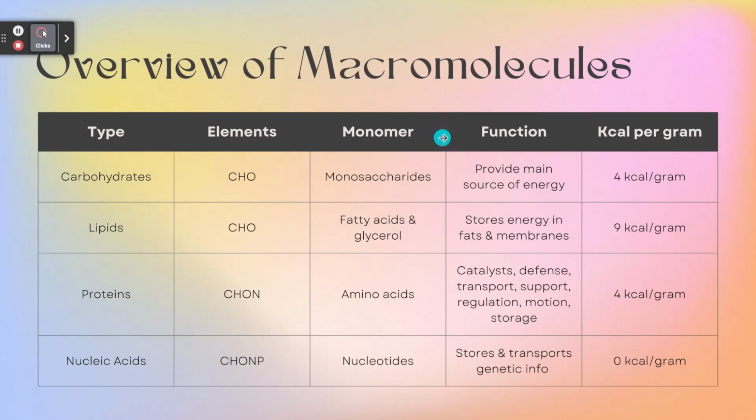For functions, carbohydrates mainly provide energy. Lipids help store energy in fats and membranes. Proteins serve as catalysts, defense, transport, support, regulation, motion, and storage. Lastly, nucleic acids help store and transport genetic info. Our last column here shows how many kilocalories there are per gram. Carbohydrates have 4, lipids have 9, proteins have 4, and nucleic acid have 0. If you would like to take a look at this table, feel free to pause the video here.